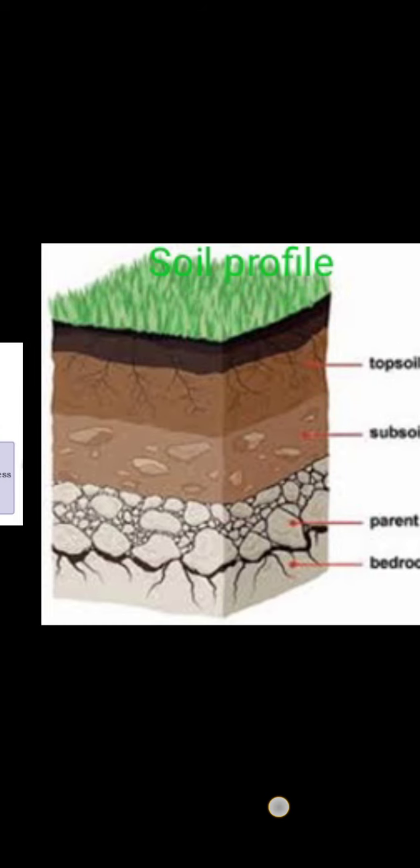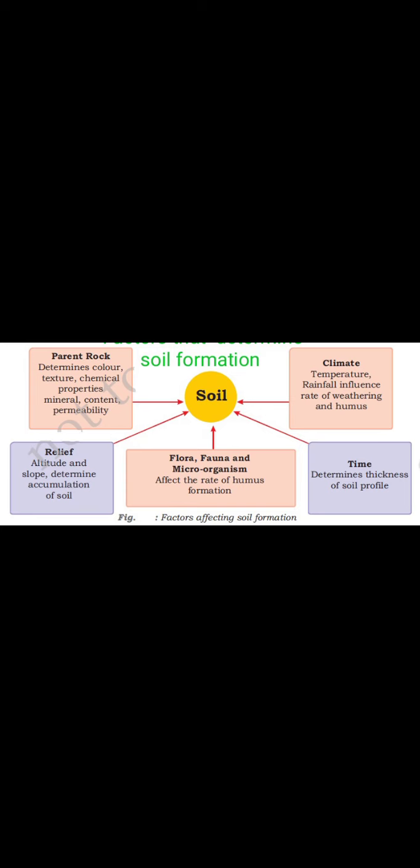There are some factors that determine soil formation. Number one is parent rock, which determines the texture, chemical properties, mineral content, and permeability. Number two, relief. Altitude and slope determine the accumulation of soil. Number three, flora, fauna, and microorganisms affect the rate of humus formation. Number four, time determines thickness of soil profile. Number five, climate, temperature, rainfall influence the rate of weathering and humus.